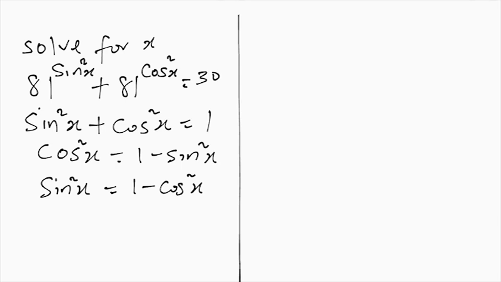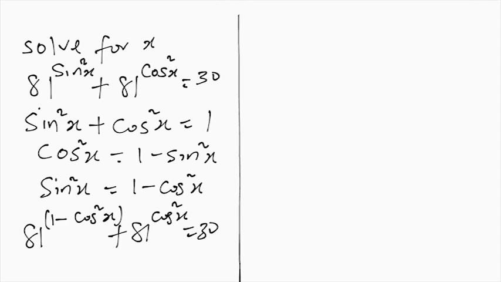So look at what I will do now. I have 81 raised to the power of, let me just open the bracket, 1 minus cos square x, plus 81 raised to the power of cos square x equals 30.